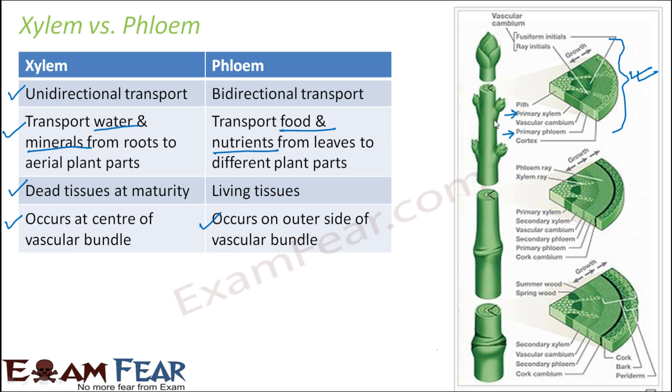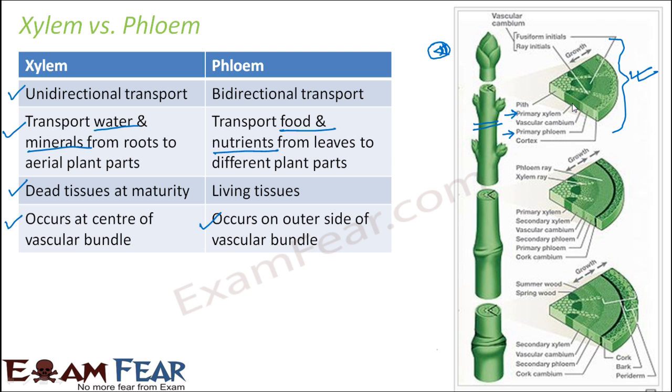So basically this is your stem. If you cut a cross section of a stem, and suppose you cut a portion of the cross section from here, what will you get? You will get a plate-like structure. You cut one piece out of this, and this piece will look somewhat like this. Xylem will always be found towards the center, somewhere around here, and the phloem will always be towards the outer side.